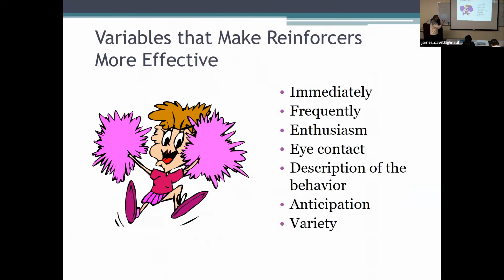All right, and when we use reinforcers, the thing is, you always do it immediately, you do it frequently, you start to wean it off as time goes on, but you do it with enthusiasm. I mean, you really celebrate that child. Steve, you raised your hand without hollering out. Great job, Steve, raising your hand. Fantastic. You know? Eye contact, giving the direct eye contact, that's powerful. You describe the behavior, remember again: good job raising your hand, not just good job.